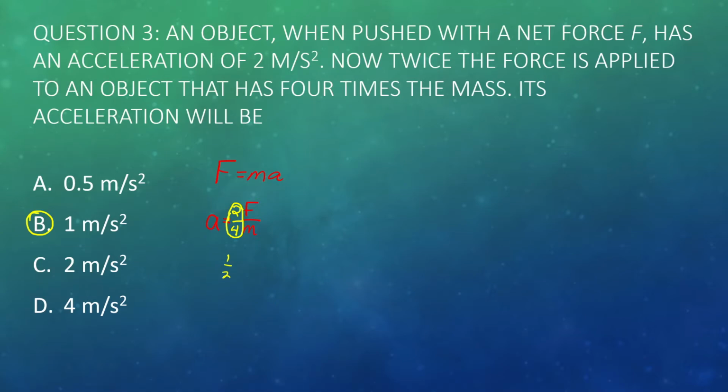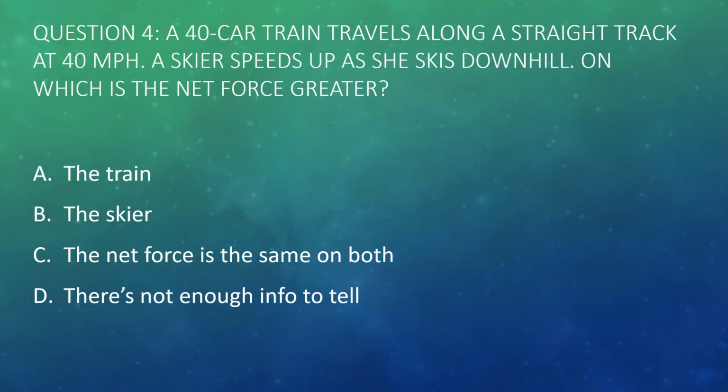All right. Well, let's step away from the math for the rest of our questions. Let's think conceptually and then visually as well. The next 2 questions are very good. I like these ones a lot. This question says, a 40-car train travels along a straight track at 40 miles per hour. Separately, a skier speeds up as she skis downhill. Based on these 2 different situations, on which could we say that the net force is greater, if either, at all?